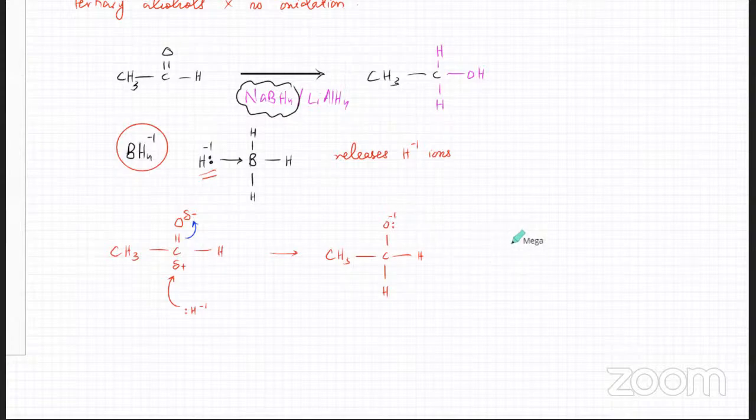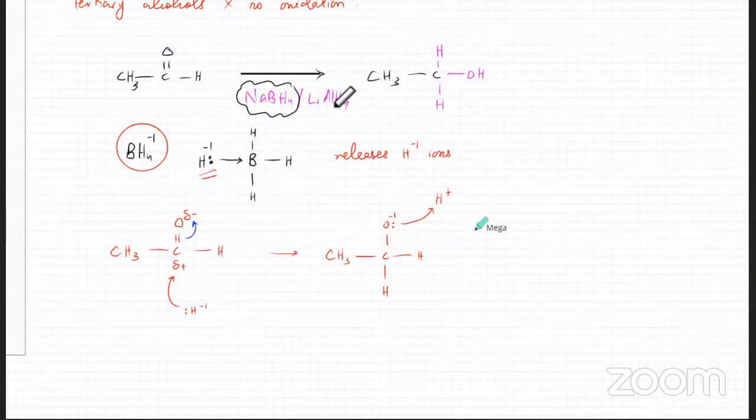And similarly, since there is water, or it's an aqueous solution, the H over here is positive, so there might be an H positive in the solution, and that would get attracted to the O minus 1. And an alcohol is formed back again. So this is the mechanism of this reaction, that it is nucleophilic addition.